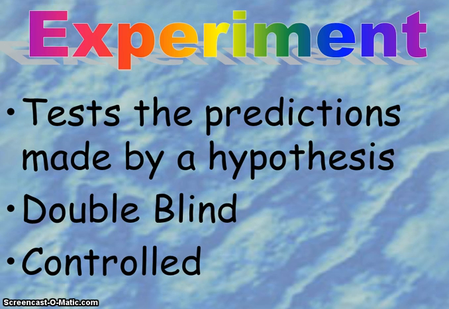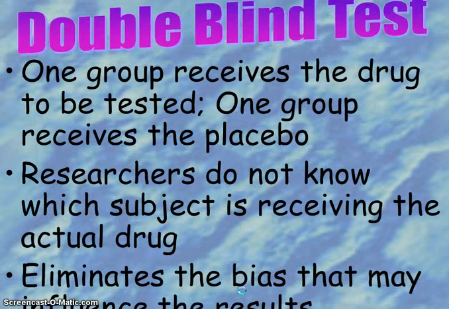And we have two types, double-blind and controlled. Now, we are going to be doing the controlled experiments in our class, okay? But I will define what the double-blind test is. So let's talk about that first. A double-blind test is typically testing drugs, okay? So pharmaceutical companies will be doing this.